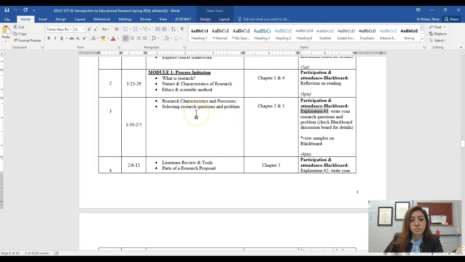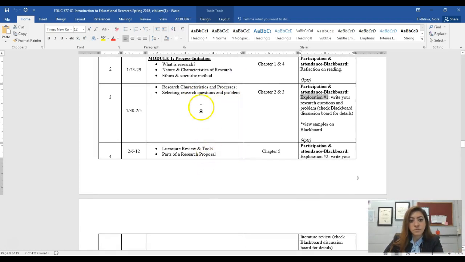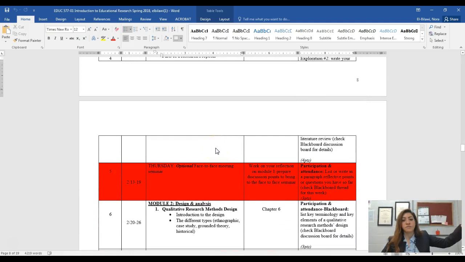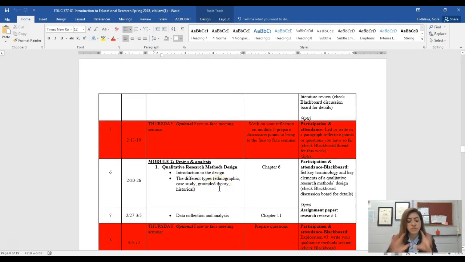So here, this is the problem, the questions, and then we're going to discuss the literature review, and this takes away the first step right there. Okay, so now we understand the first step. Now when we come to module 2, the steps and the elements are going to be a little bit different because of the quantitative format or the qualitative format.